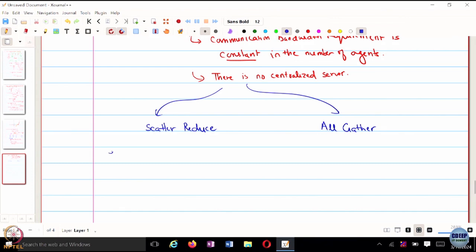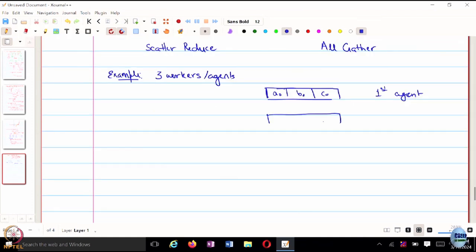Now just for example, consider you have three agents, three workers. Every agent divides its data set into three parts. Let's call them A0, B0, and C0 for the first agent. Similarly, the second agent would divide this as A1, B1, C1. If there are n agents, essentially you divide your data set into n parts like this. And then A2, B2, C2 for the third agent.